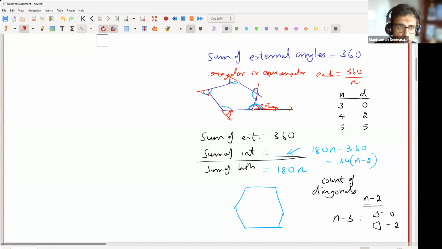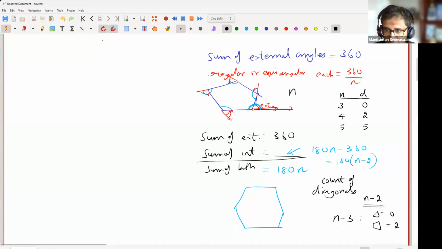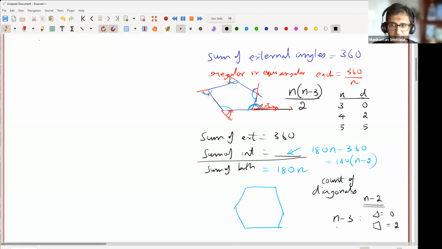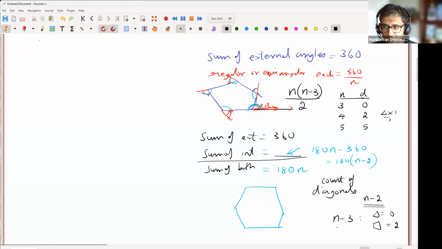That's the main thing. The formula is n into n minus 3 divided by 2. Okay, and we'll derive it quickly, right? No problem. But let's quickly check if it validates. If I put n equal to 3, I get 0 in the numerator, right? 3 minus 3 is 0, so we're okay. If you put n equal to 4, what do I get? The formula says 4 into 1 by 2, which indeed matches with 2. If you put 5, I get 5 into 2 by 2, which is indeed 5.